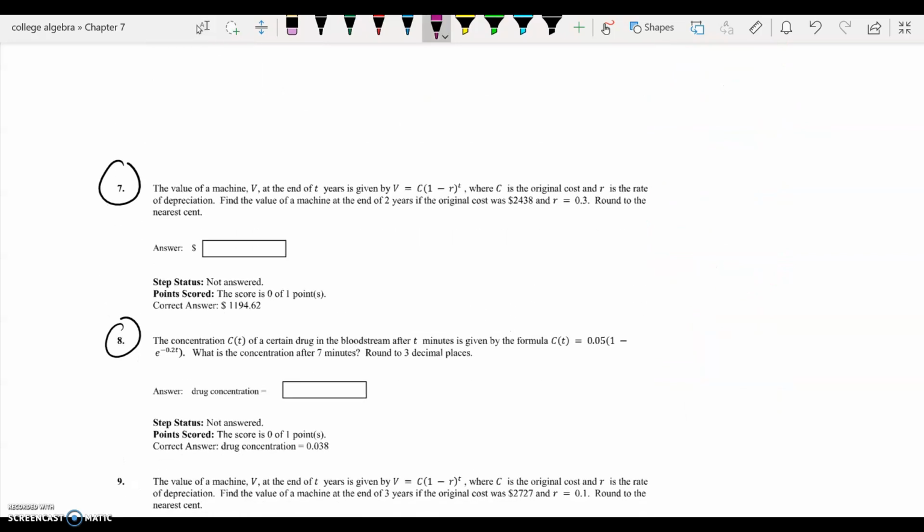Again, sometimes they just give you the equation, guys. Right here, they want to know what it is. So it's 2,438 times 1 minus. They give you the rate as a decimal already, so just use it. And then to the second, you would type it in and solve it.